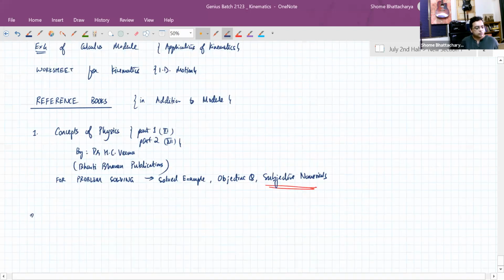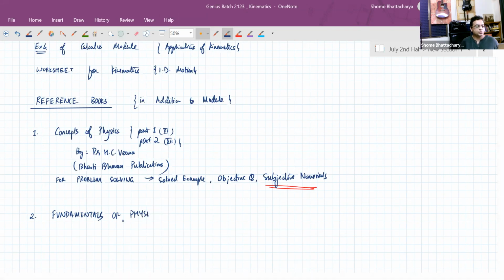The second book will be Fundamentals of Physics. From the kinematics chapter onwards, you can start referring to these reference books. You can also go through chapters like units and dimensions and a little bit about calculus before the kinematics chapter, but you won't need it. Actually, it won't be necessary. You start with kinematics.